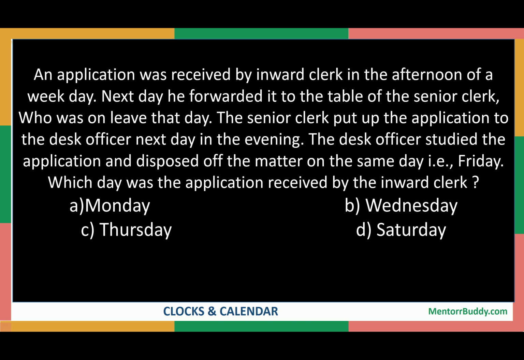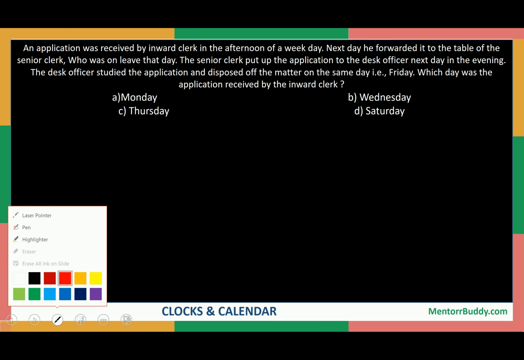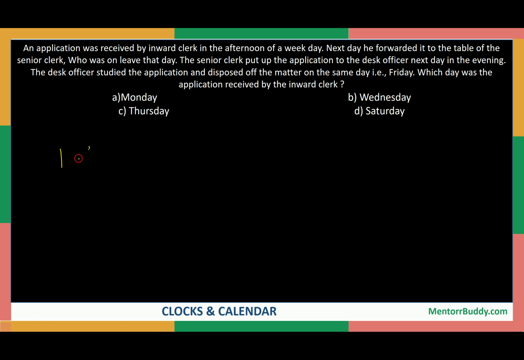Okay, we have been given four options and we need to choose one correct option. This is a pretty straightforward question. You just have to remember it, or you can draw a diagram to solve these types of questions. So we'll see it. An application was received by inward clerk. So let's suppose we have one inward clerk. We can represent it as inward clerk, IC.